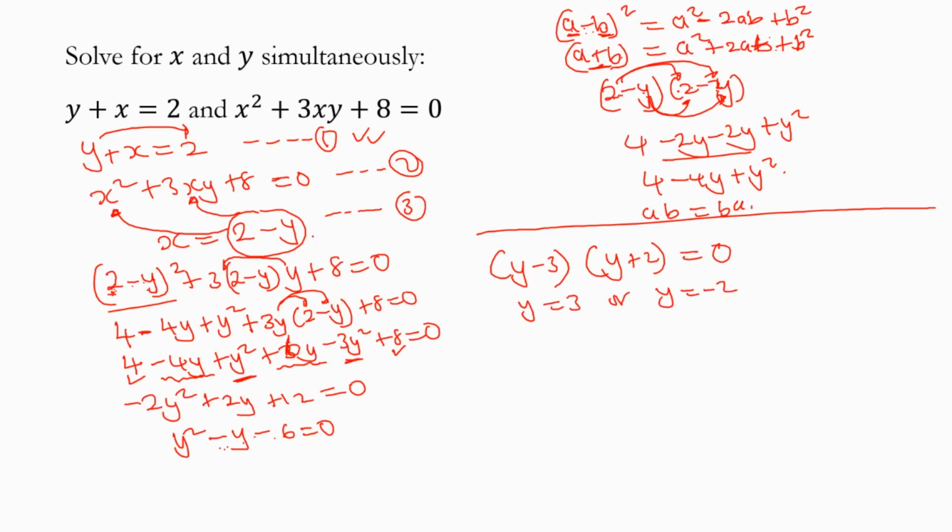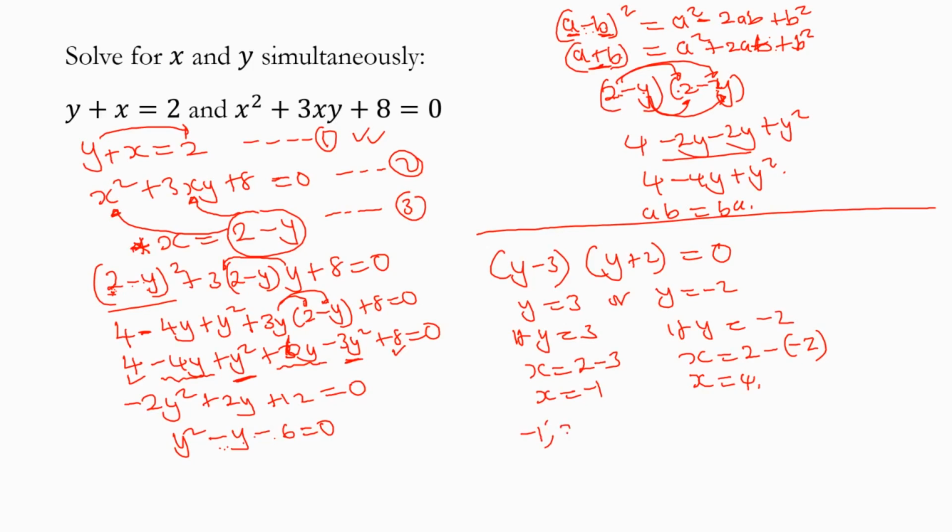Right, we need to find x. Let's go to our equation 3, this one. So if y is equal to 3, then x is equal to 2 minus 3. So it means that x is equal to negative 1. Then if y is equal to negative 2, then x is equal to 2 minus negative 2. Okay, so that x is equal to 4. But still, we're getting the same answer. When x is negative 1, y is 3. And then when x is 4, y is negative 2. We've managed to solve for x and y simultaneously. We are going to meet when we do question 1.3.